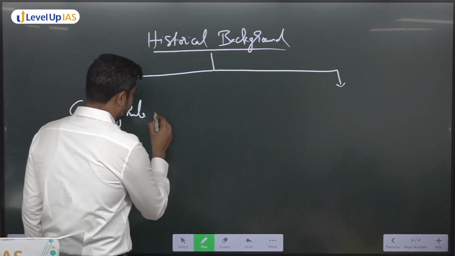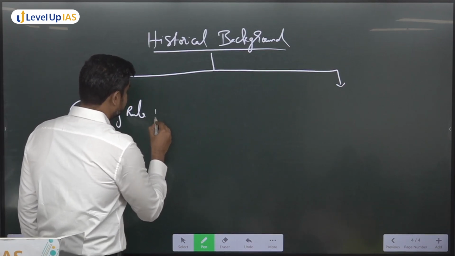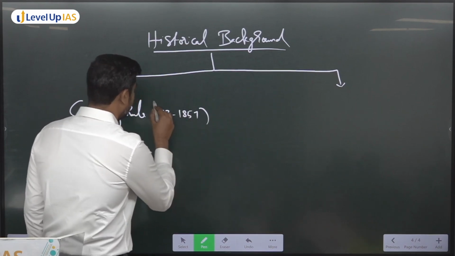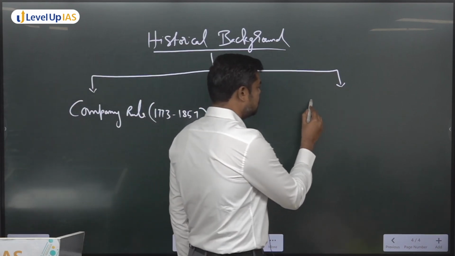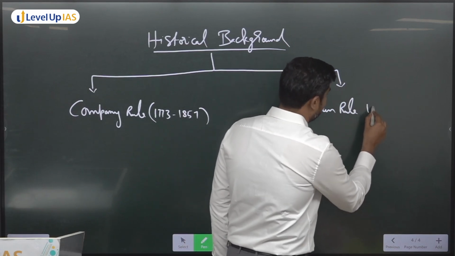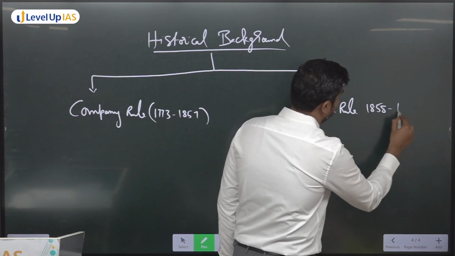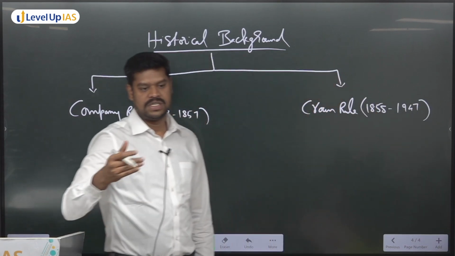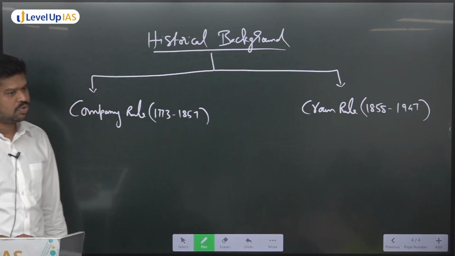Company rule, and that is from 1773 till 1857. And then there is an era of what is called the Crown Rule. That is from 1858 to 1947. So over this time, a lot of reforms have been brought in. So we'll try to understand those reforms one by one.